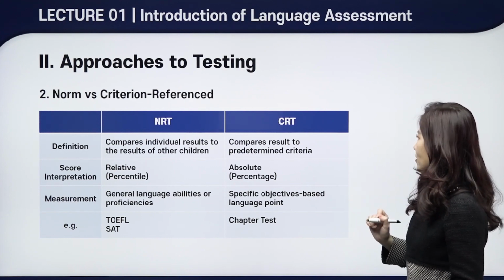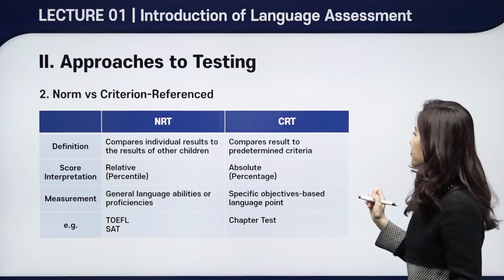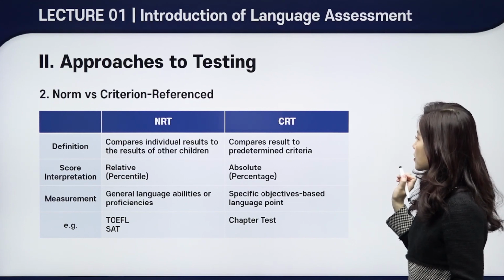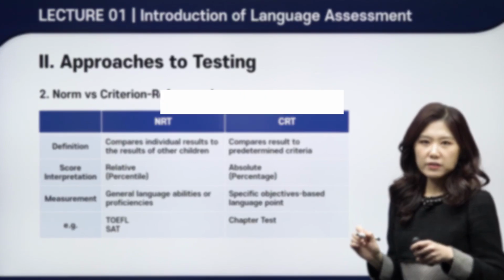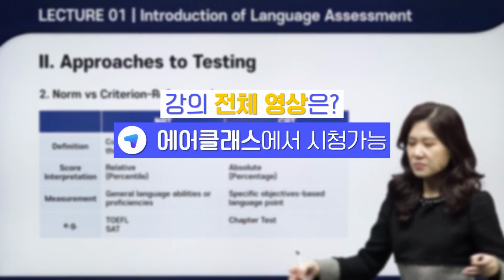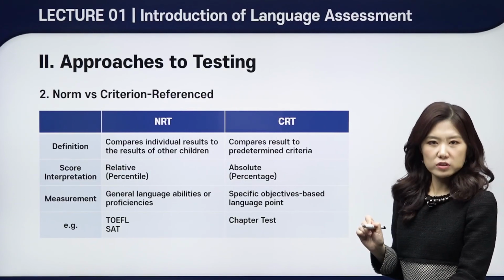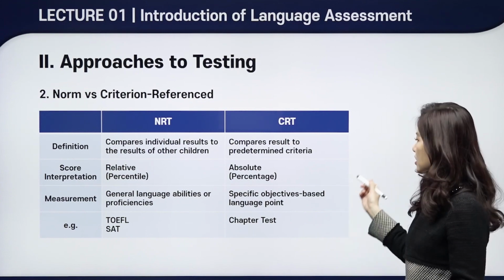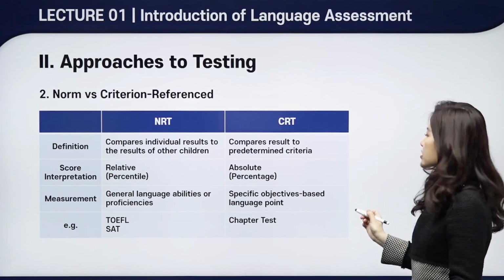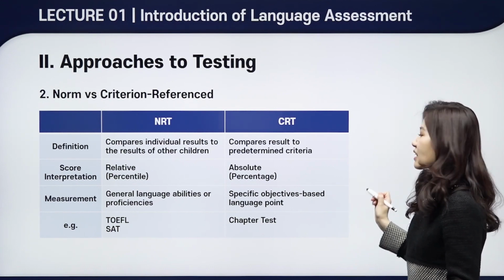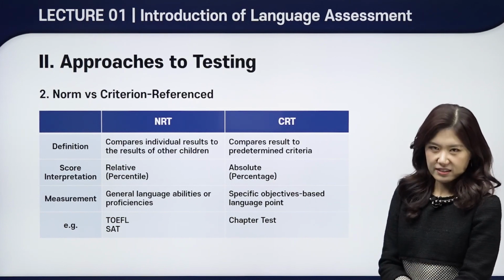Now, criterion reference test, or if we want to shorten it, CRT. It is designed to compare results to predetermined criteria instead of comparing the performance to other test takers. The score is given as an absolute score in terms of percentages rather than percentiles. And it measures specific objective-based language points. An example would be a chapter test.